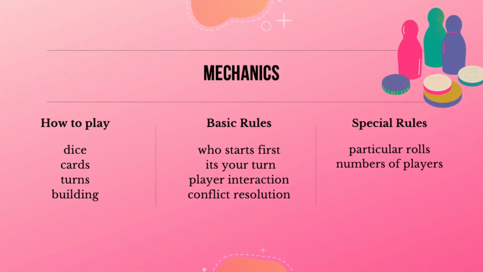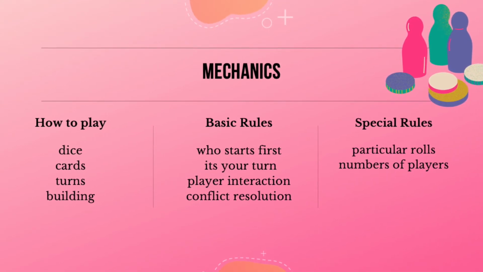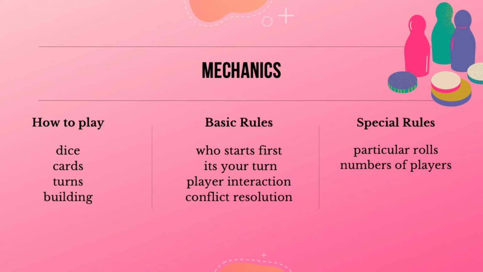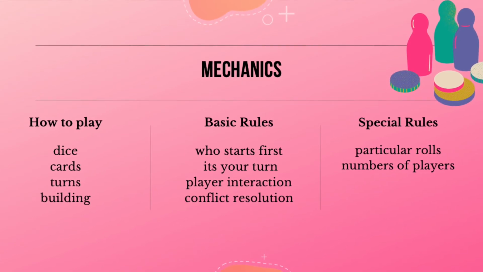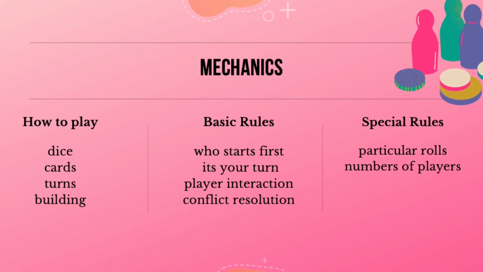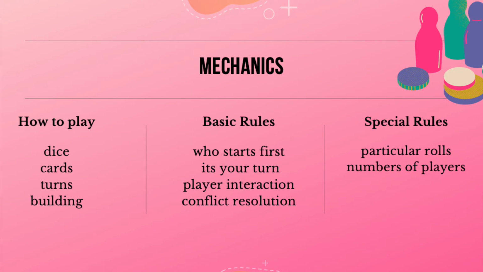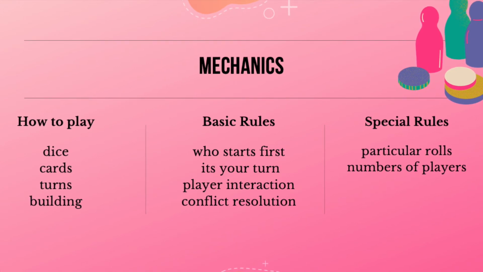Build your basic rules, like who will start first, what you can do when it's your turn, what to do if 2 players land on the same space, and what to do if there's a tie. Then develop special rules. Do you get extra spaces if you roll doubles? Or do you have different rules for a smaller or larger group of players?